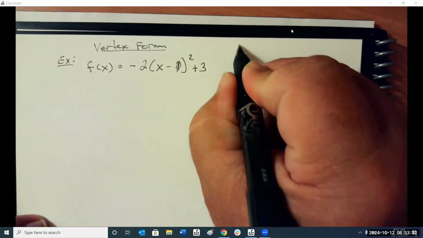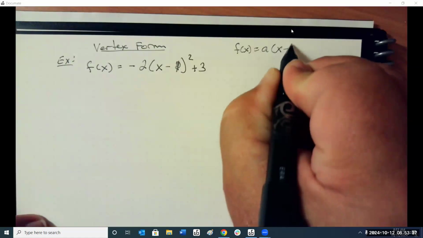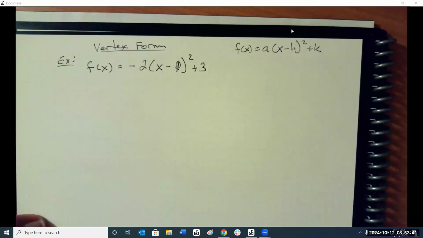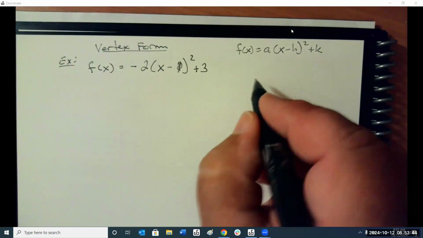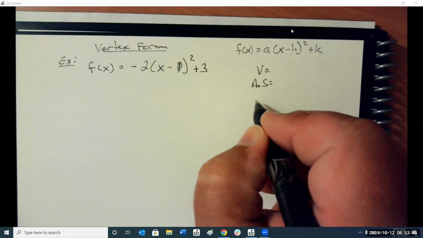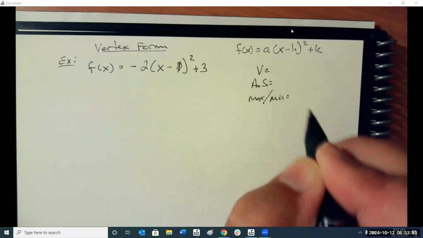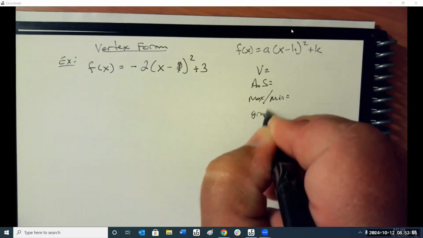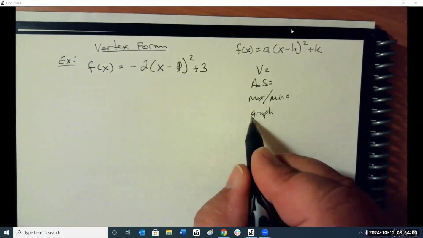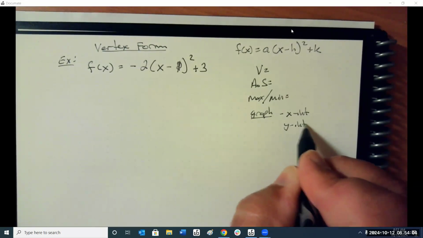It's vertex form because it has this basic form: a times x minus h squared plus k. We do the same things: vertex, axis of symmetry, max or min, and then the graph. For us to graph it, we need x-intercepts and the y-intercept. Those are some points we need.